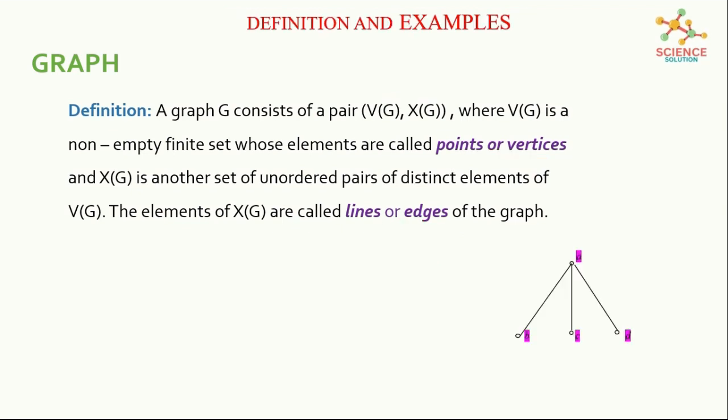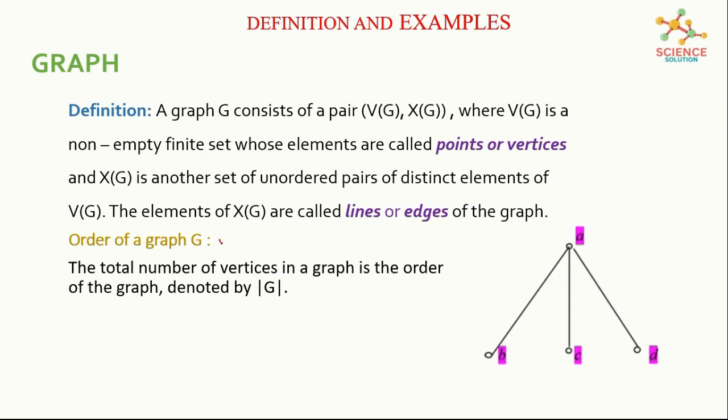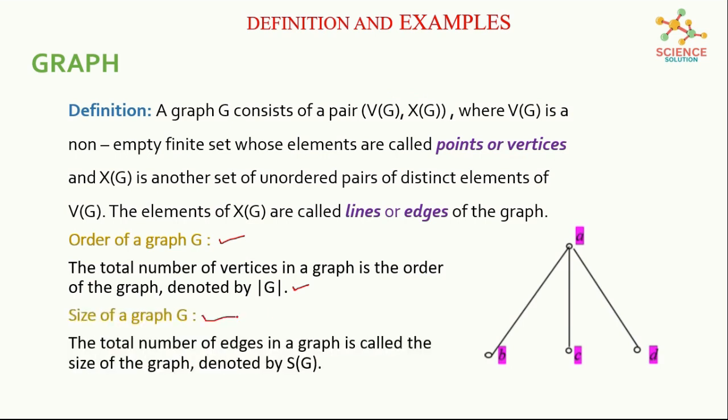Now we define order of a graph G. The total number of vertices in a graph is the order of the graph, denoted by mod of G. Now, what is size of a graph G? The total number of edges in a graph is called the size of the graph, denoted by S of G. Here a simple graph is shown in the figure, which has 4 vertices A, B, C and D and 3 edges A to B, A to C and A to D.